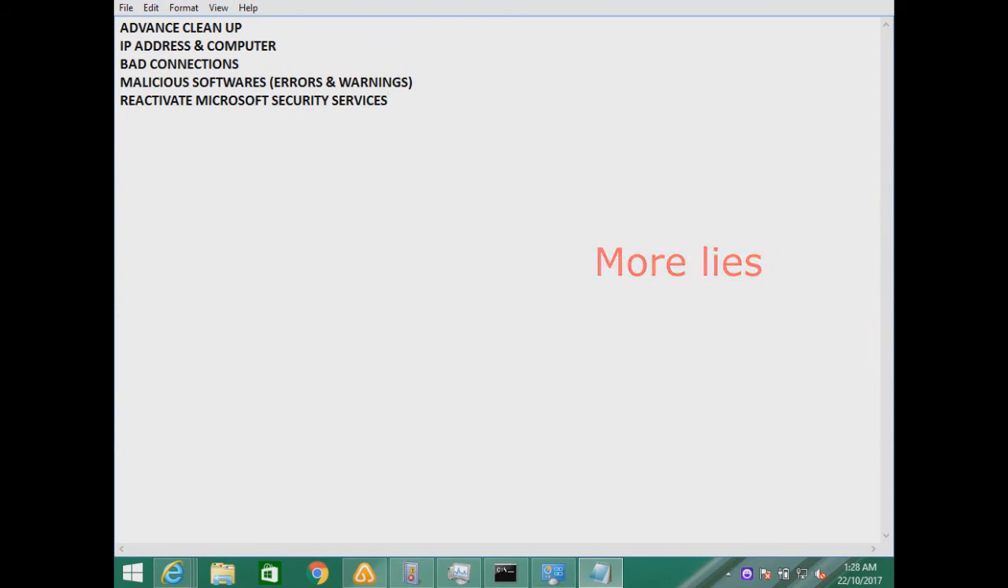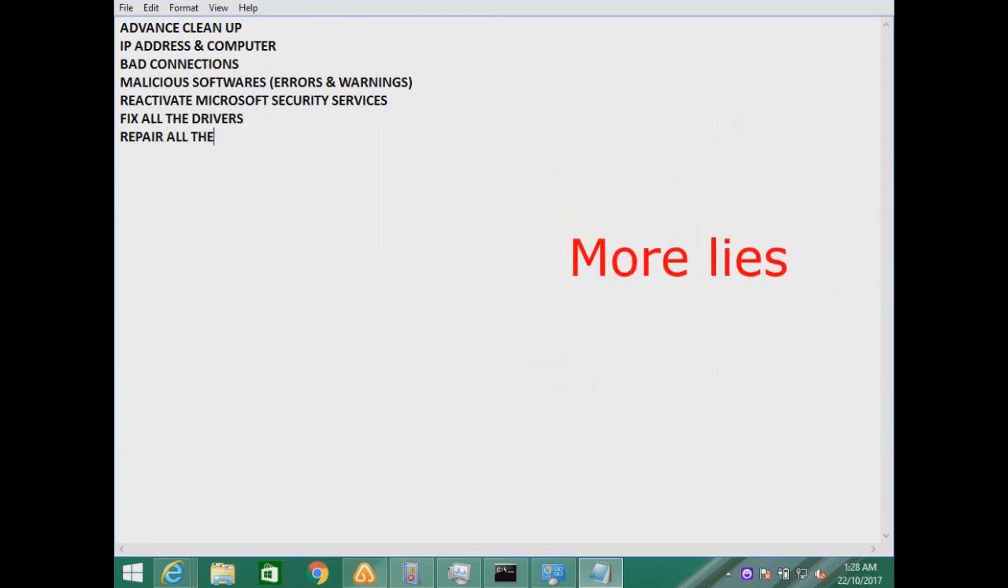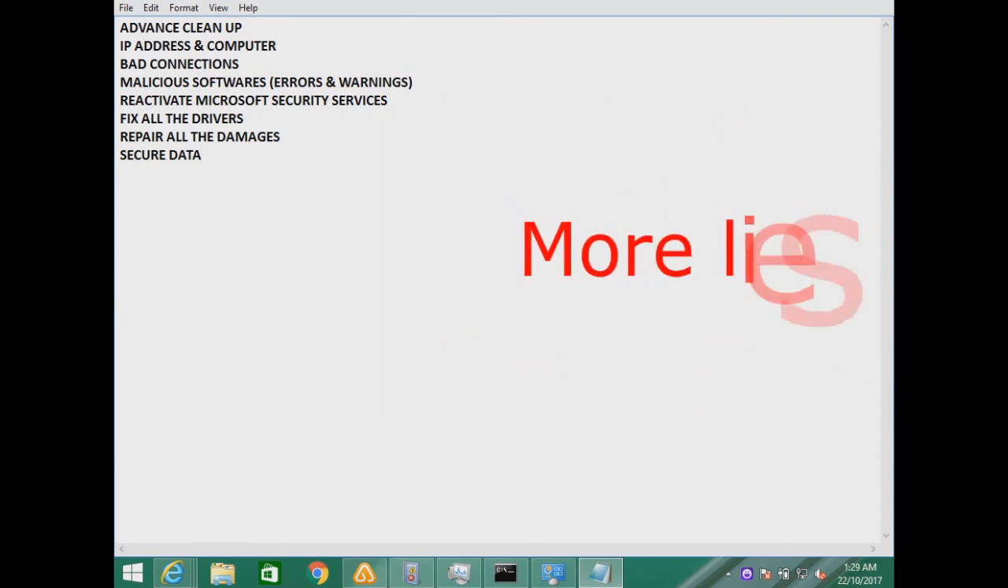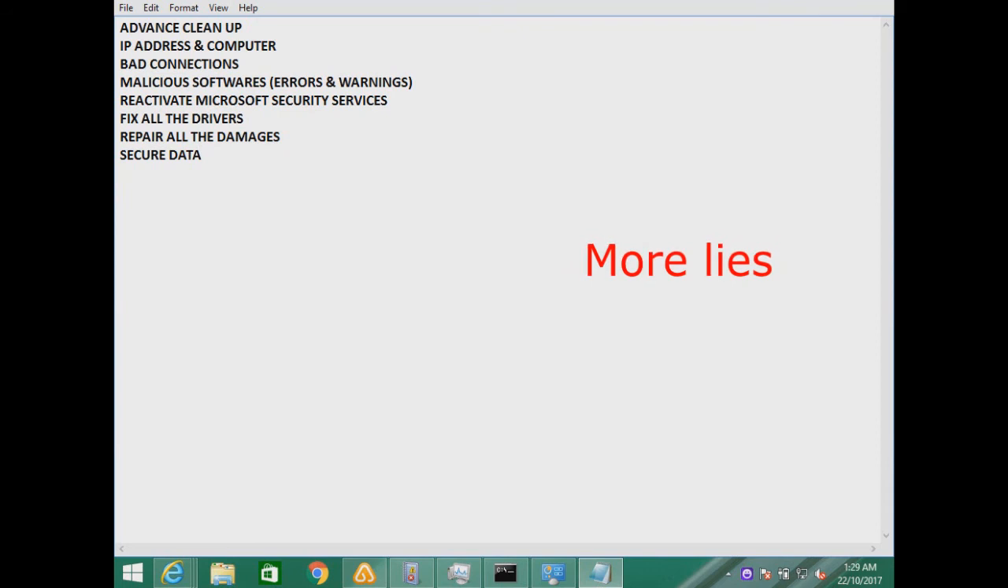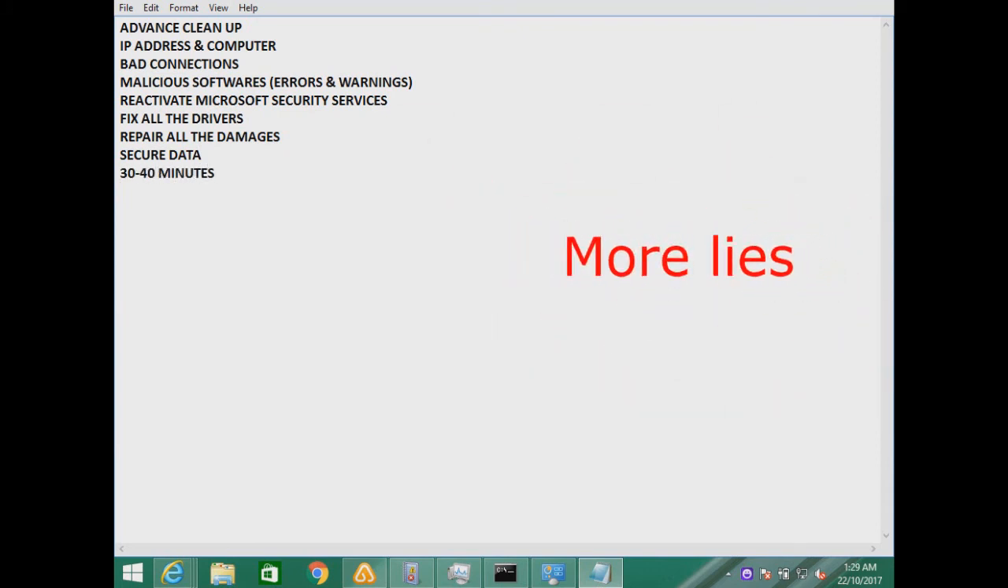Apart from that, we will reactivate the securities of your computer. We will fix all the drivers, and you will not lose any data from your computer. Okay, that's good. It will take 30 to 40 minutes to fix the problem.